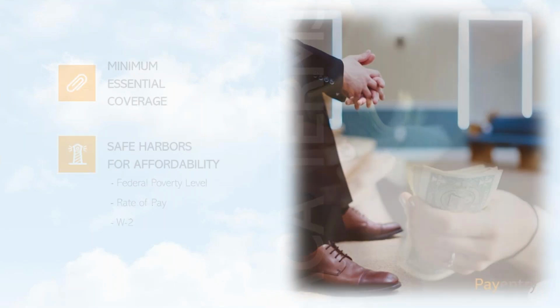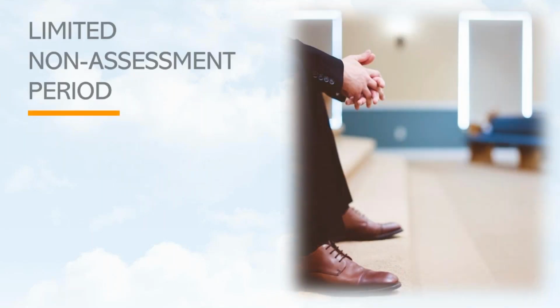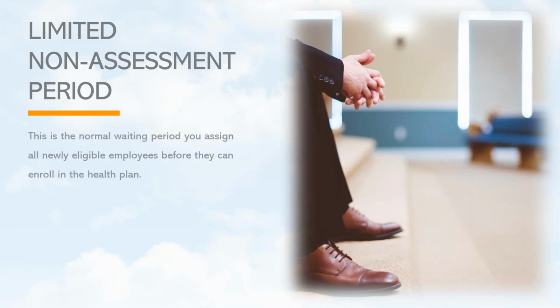But let's start out by talking about the limited non-assessment period. What in the world is that? It is actually the waiting period that you assign to all of your new hires before they can enroll in your health plan. Under ACA, this time frame cannot be more than 90 days. It can't be the first of the month following 90 days. It can't be any longer than 90 days. So do remember that. It's a violation of the law.